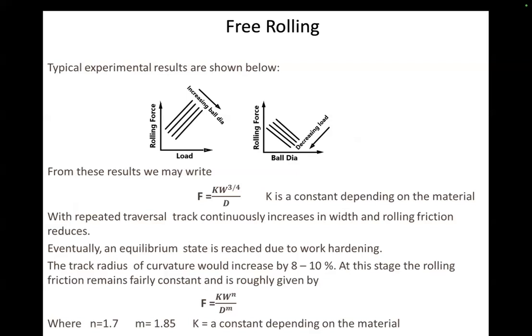With these observations, people have correlated frictional force with the load and the ball diameter by the following equation. F is equal to K times W to the power 3/4 divided by capital D. W is the load and capital D is the ball diameter. And K is a constant, which obviously depends on the material. As I said earlier, this grooving would depend obviously on the type of material and load.